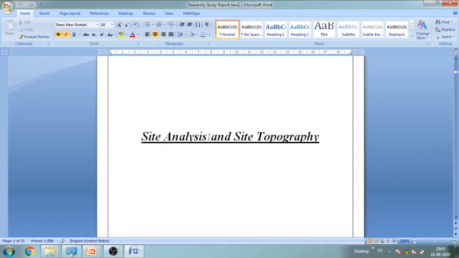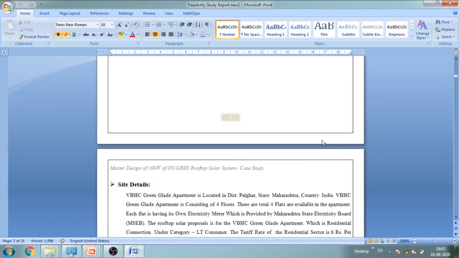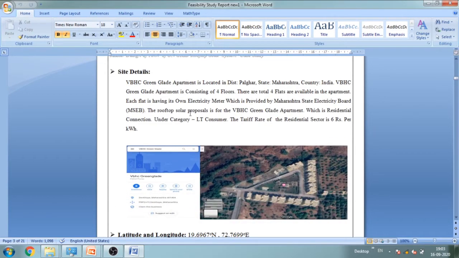The first parameter is the site analysis and the site topography. In the basic site analysis, we need to mention the basic site details. Let's say the site detail that we have mentioned in the feasibility study report is a residential building which is located in the Palghar area in the Maharashtra state, and the country is India. So the site detail which I have mentioned over here is the VBSC Green Grade apartment located in district Palghar, state Maharashtra, country India.